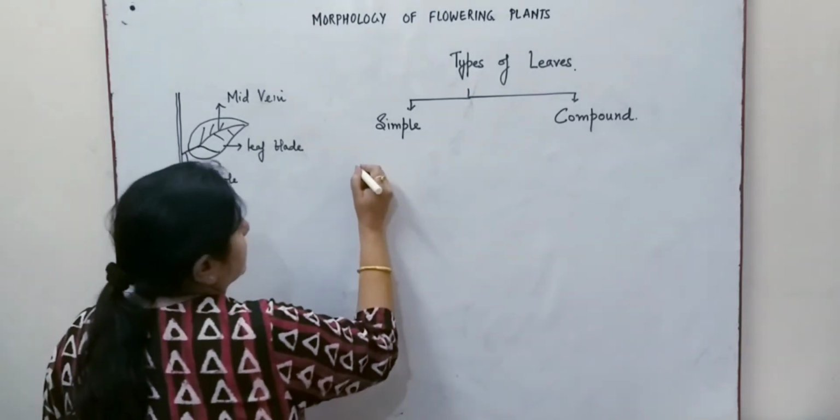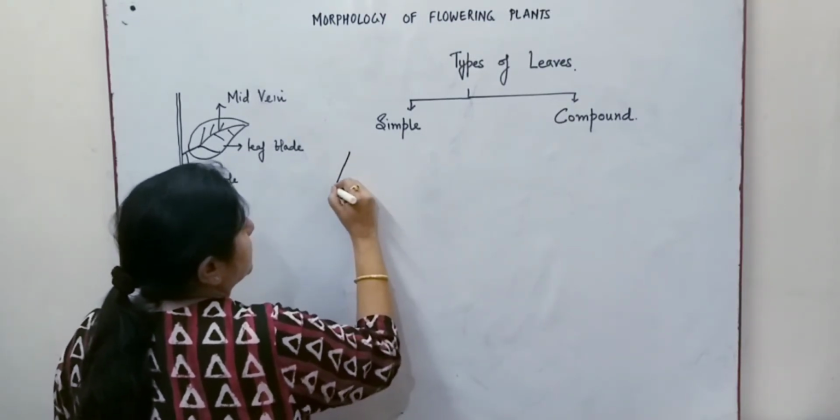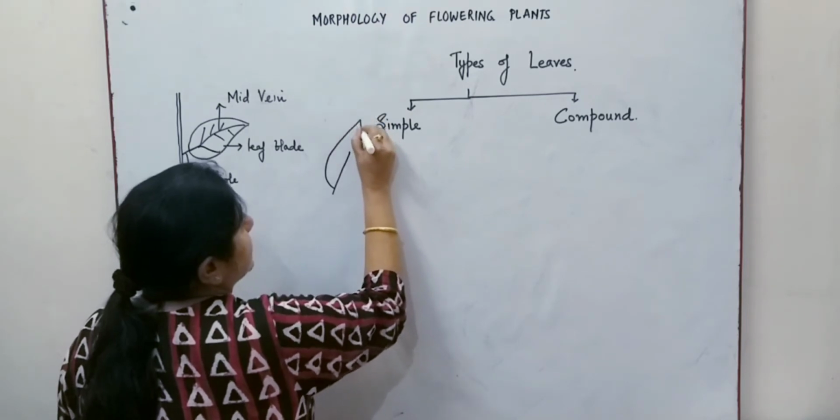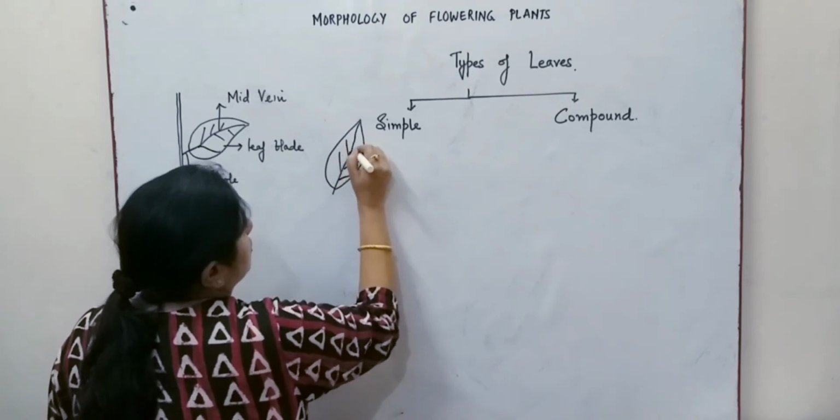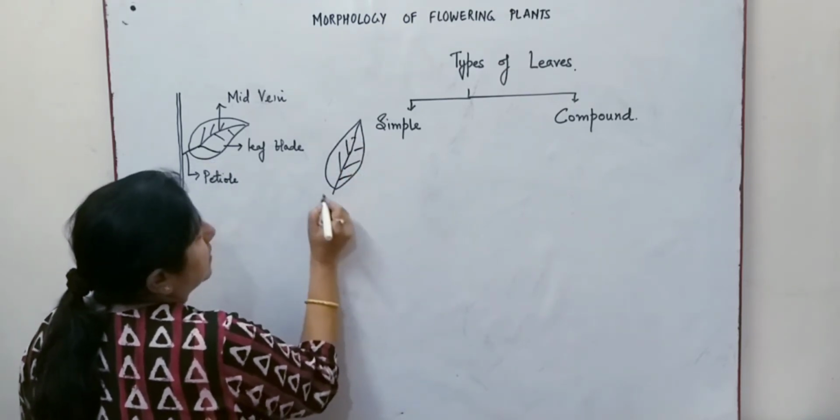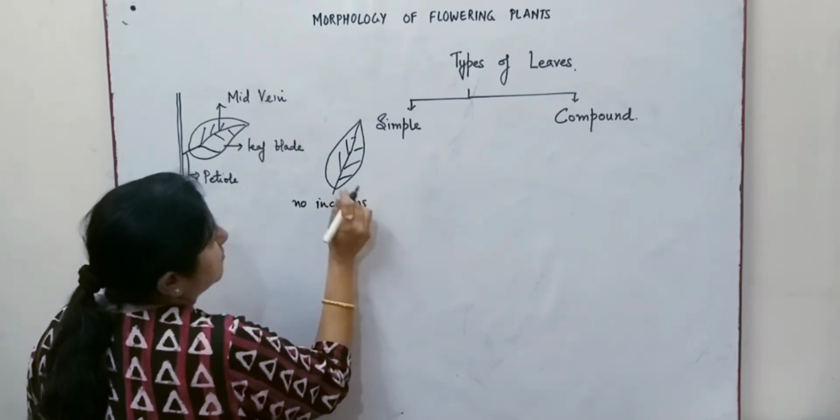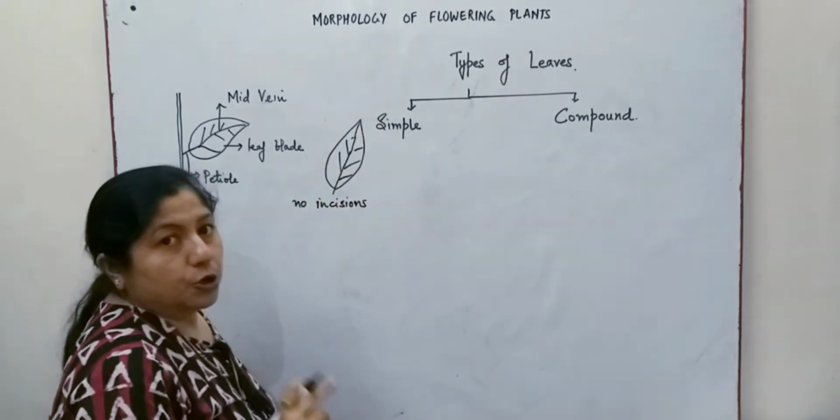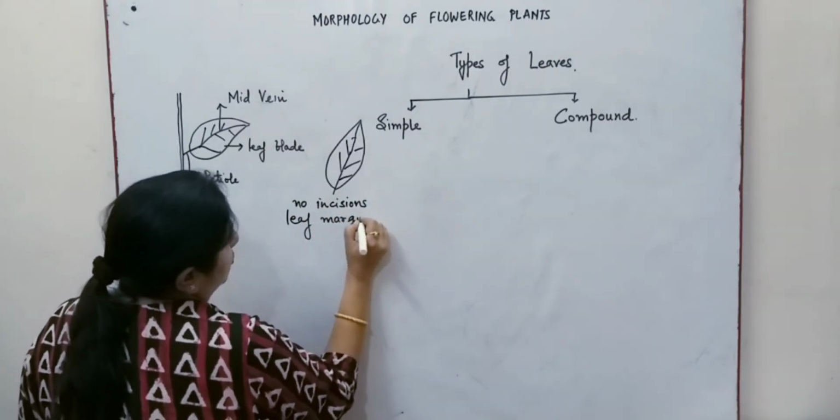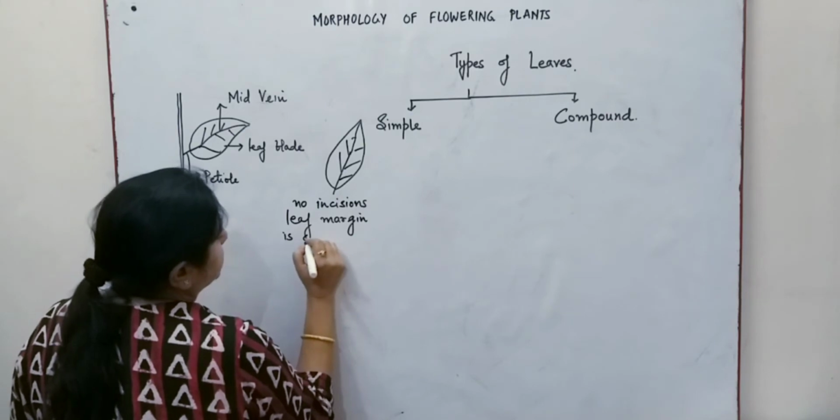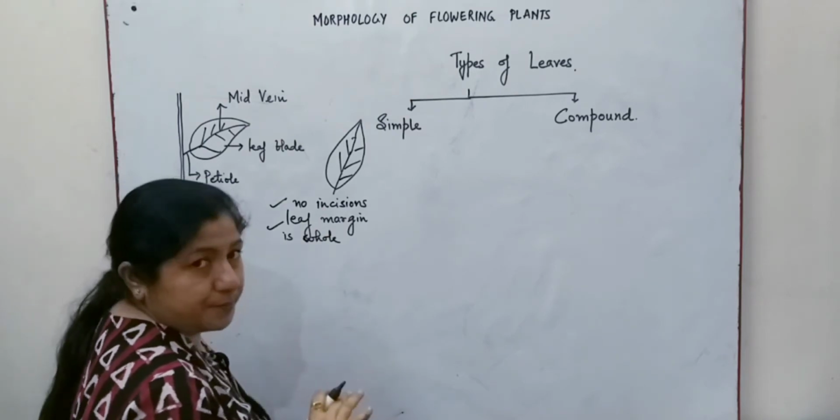So let us understand this with the help of a diagram. When we said a simple leaf is one in which the leaf blade is entire and it is not showing any incision. So over here, as you can observe, there are no incisions and the leaf margin is entire, or whole. Such type of leaves are known as simple leaves.